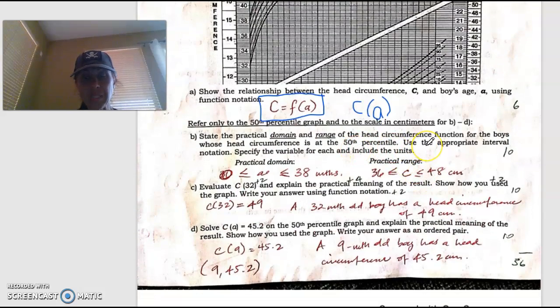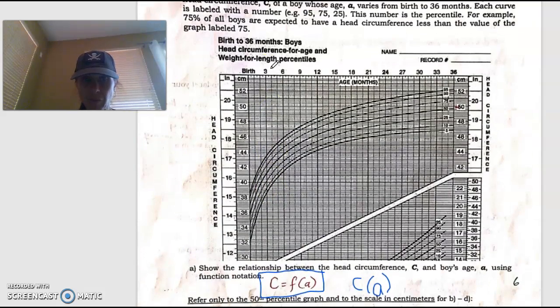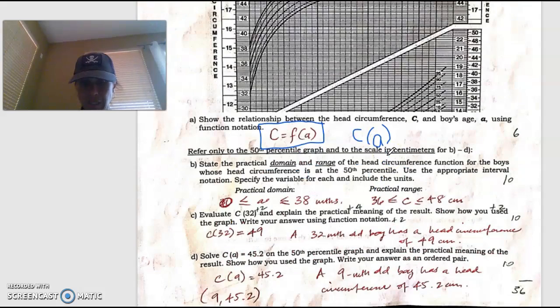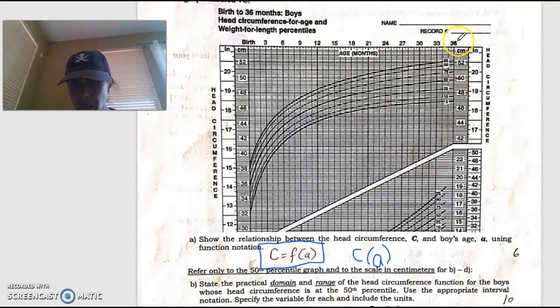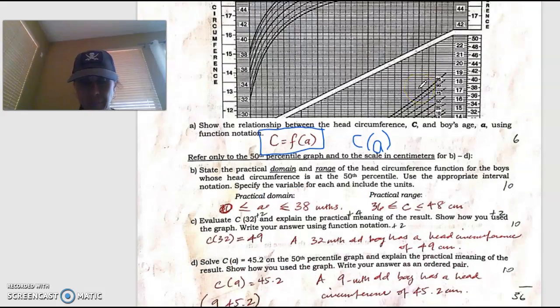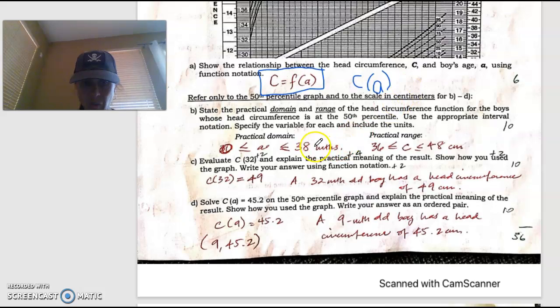Domain and range. Some of you are still having issues with this. Domain will always be your input variable, input values. You must use the correct variable. So domain is going to be related to my age. My age, according to this graph, goes from 0 to 36 months. Notice it says to use the units. 36. Is that a 6? Okay, my bad. So this should say 6, not 8. Caught my error right there.